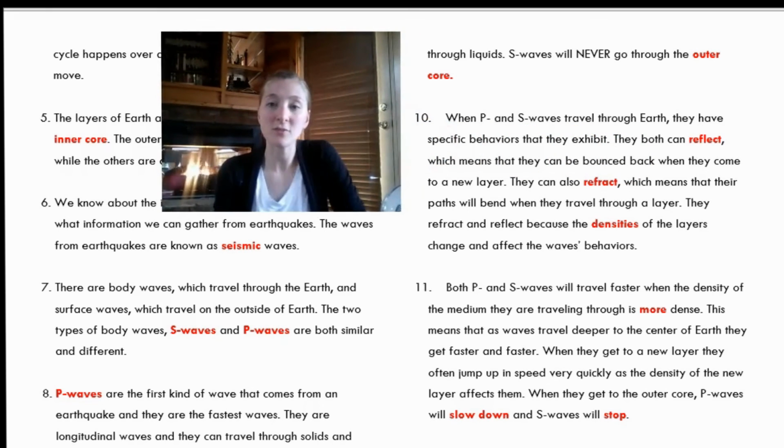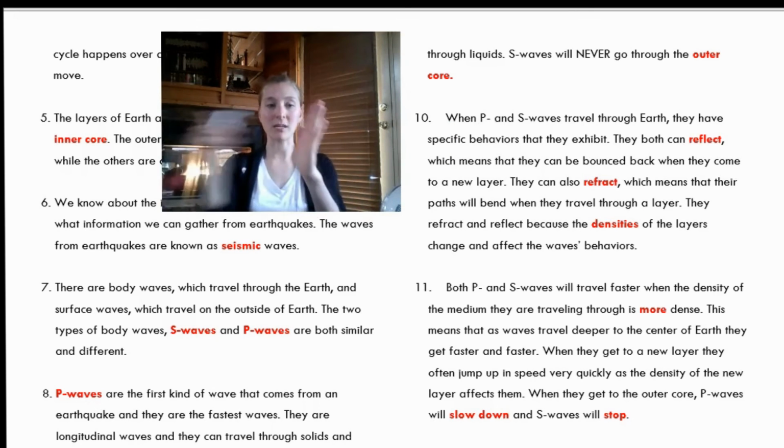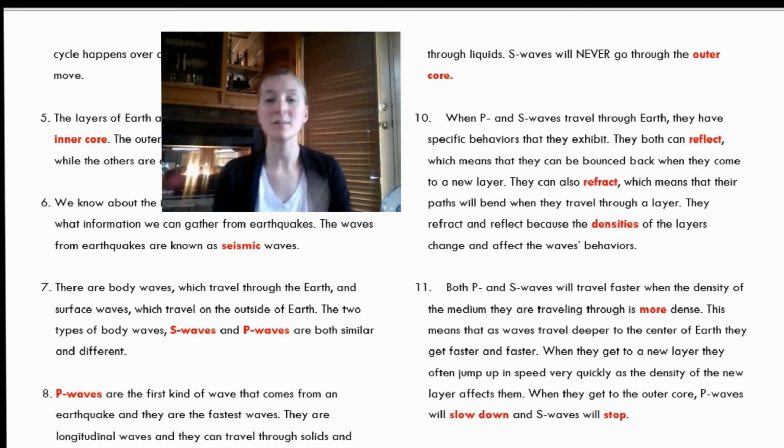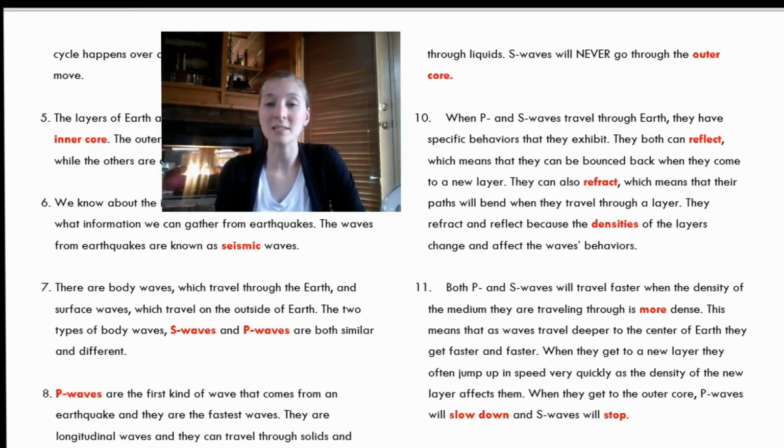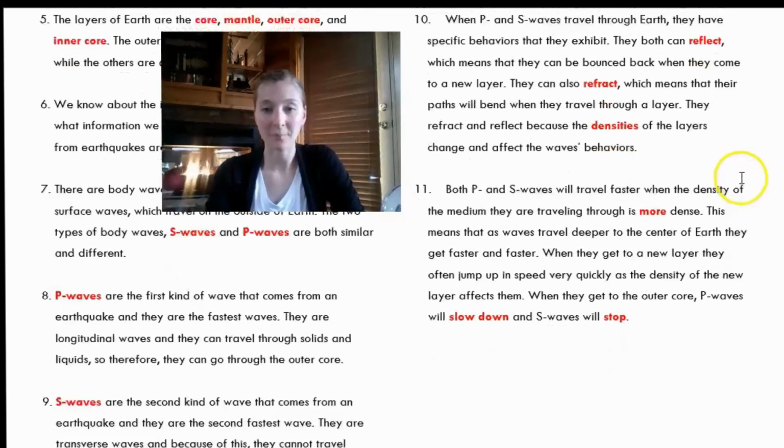When P and S waves travel through the Earth, they have specific behaviors that they exhibit. They can both reflect, which is bouncing, when they come to a new layer. They can also refract, which is where their paths will bend as they travel through a layer. They refract and reflect because of the densities of the layers, and as these change, they affect the wave's behavior.